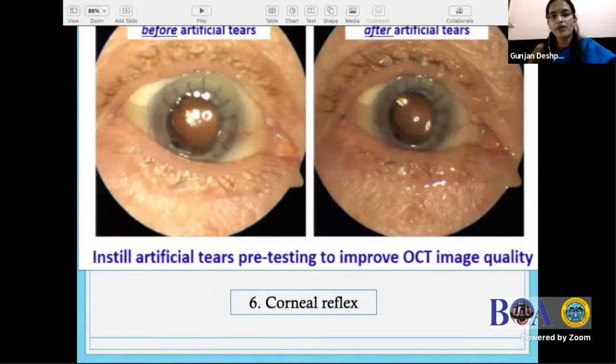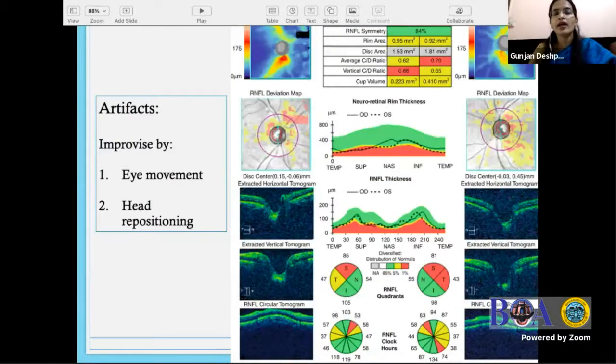Poor tear film, yes, we need to use ample amount of lubricants. Artifacts can be improved by using a small amount of eye movement or head movement, especially if you have a vitreous floater standing in front of the optic disc, or head repositioning, as we can see over here. There's a small vitreous floater.